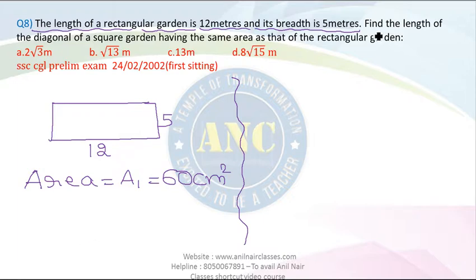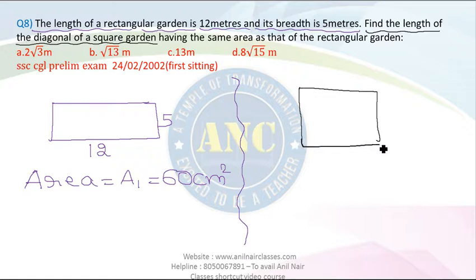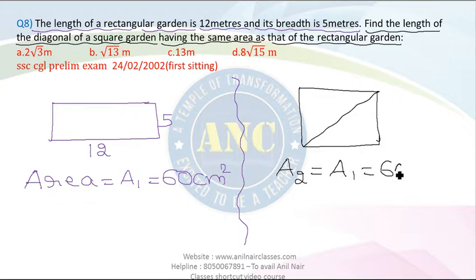Your question is, find the length of the diagonal of a square garden. Okay, there is a square garden, right? There is a square garden which I am writing on the right side. I want to find the length of its diagonal having the same area as that of the rectangular garden. That means area of square, I'll call it as A2. But the question says A2 is exactly equal to A1, which is nothing but 60 centimeters square.